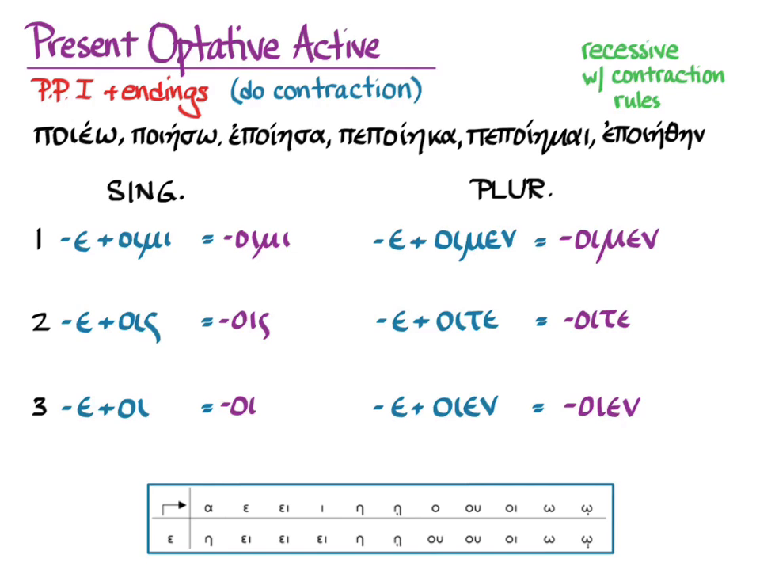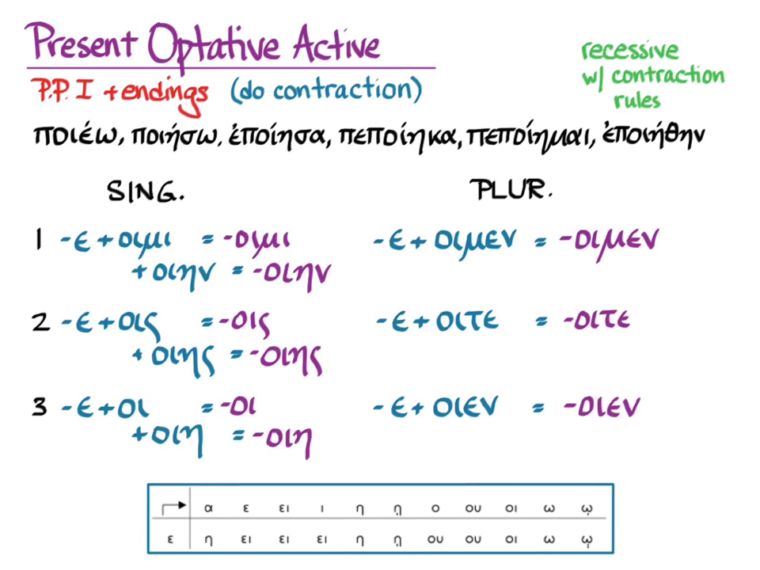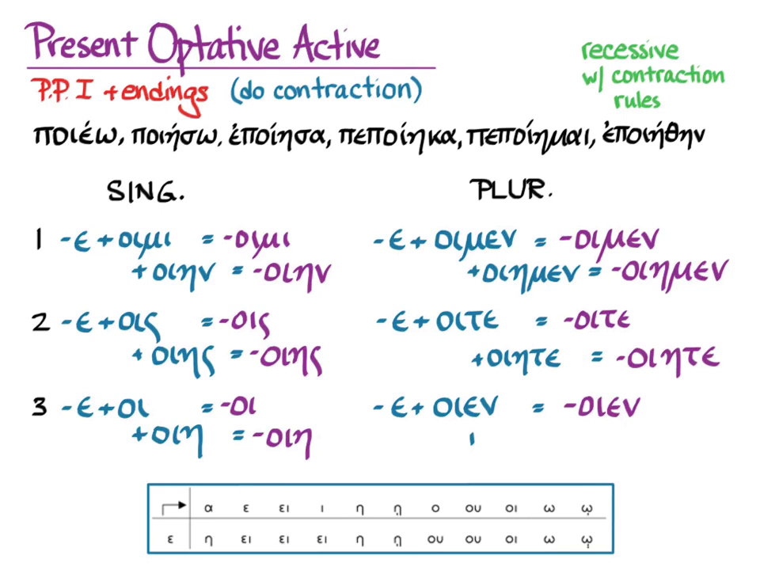It's going to have the same rule about accent, but before we can go on and try that, I have to tell you that there are also alternate endings for the present optative active of epsilon contract verbs. So we'll be combining that epsilon also with these other endings. And we'll get -oien, -oies, -oie, -oiemen, -oieta, and -oiesan.